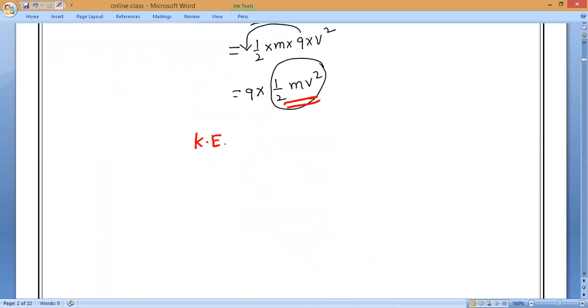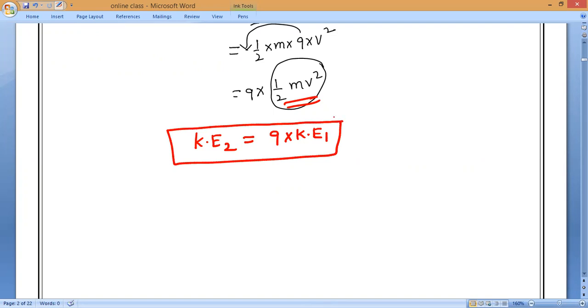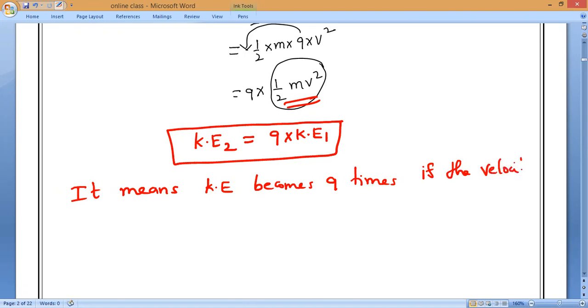K1, sir. K1. So K2 is equal to 9 times K1. That's all. That is what you have to remember. So how many times does the kinetic energy increase? 9 times. It means kinetic energy becomes 9 times if the velocity of the body becomes 3 times. Understand?